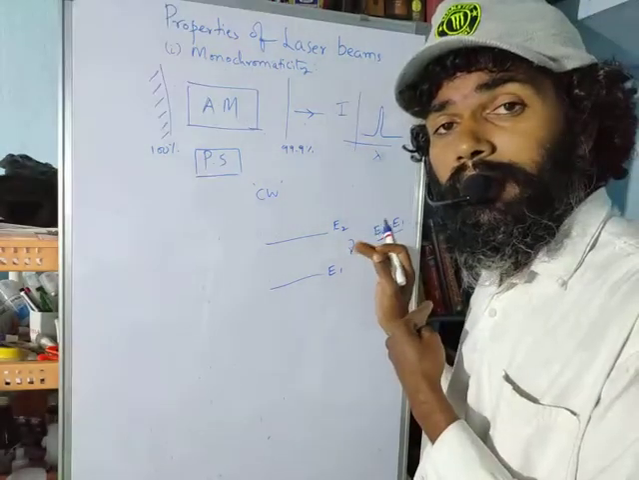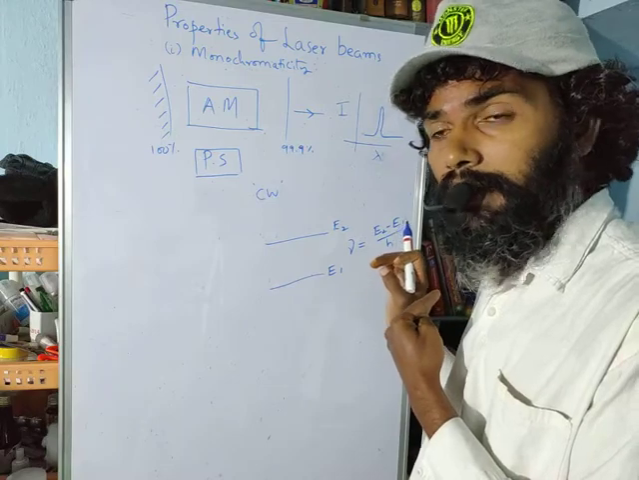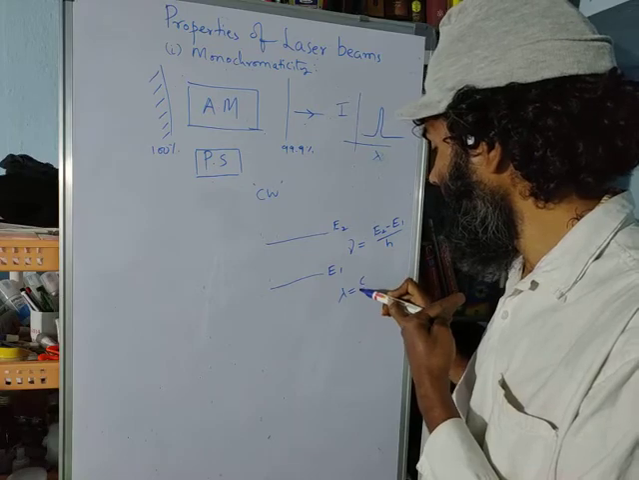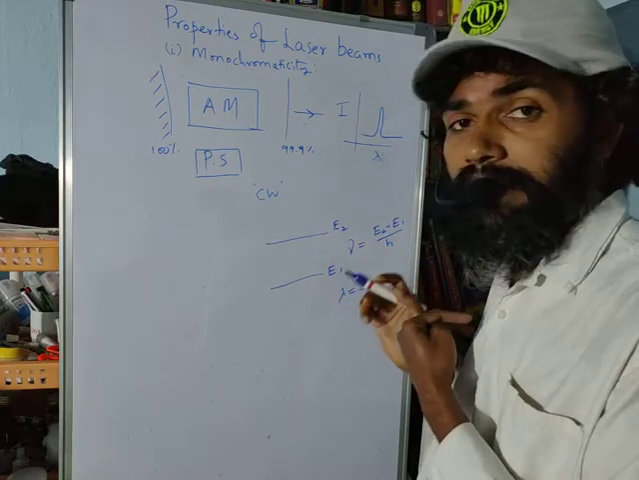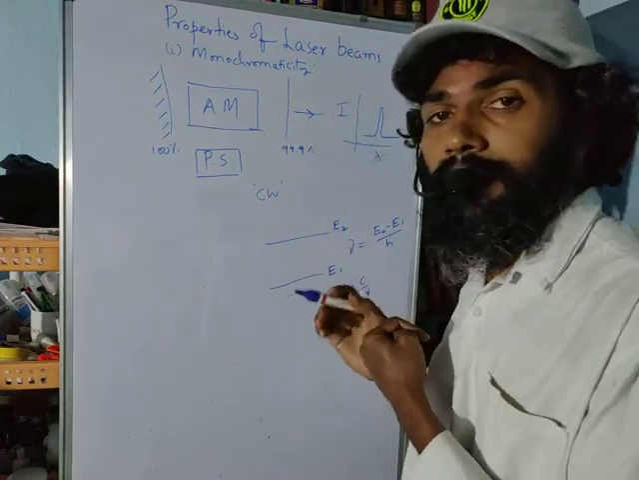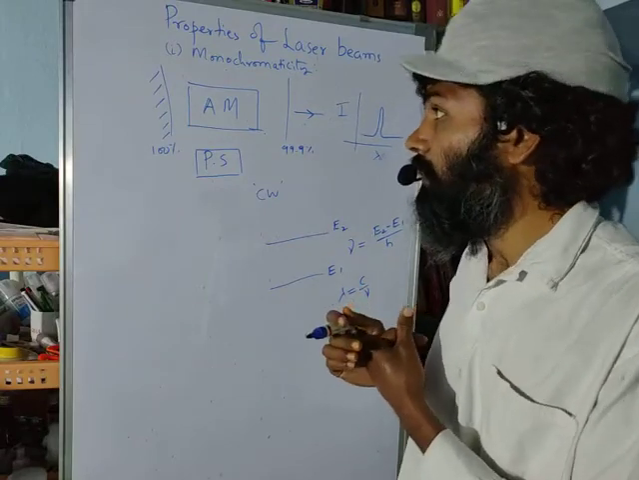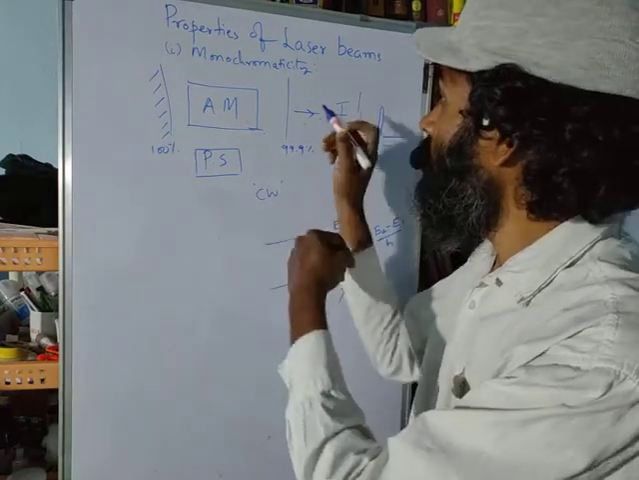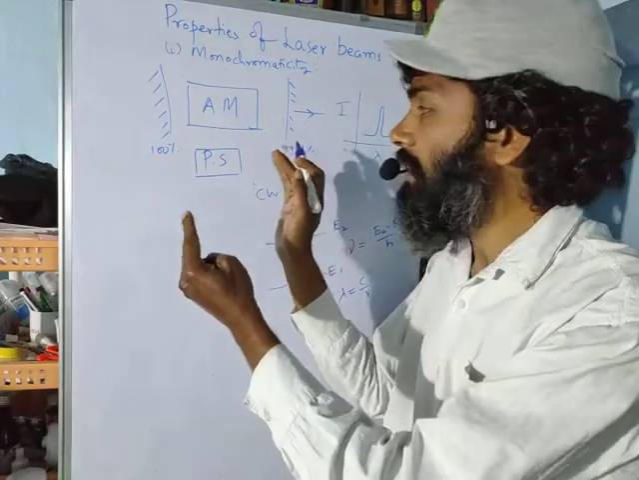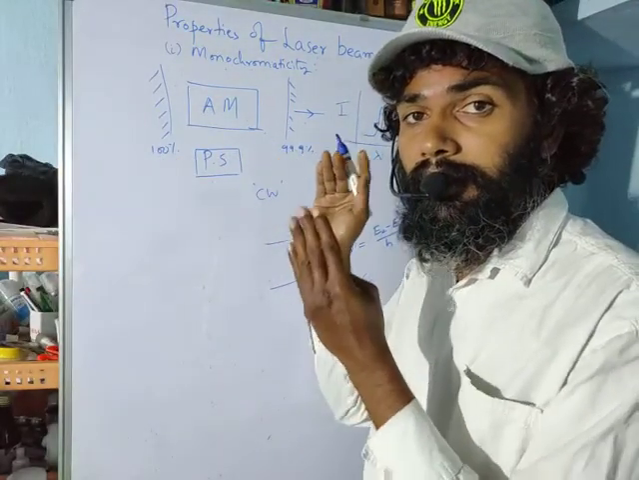When E2 and E1 are fixed, this nu is also fixed, and we know that the wavelength of light is c by nu. So when nu is fixed, even lambda is fixed. That's why we get a single lambda coming out of the laser. This is one of the reasons. The other reason is that the arrangement of the mirrors is fixed. That means the distance between the left mirror and the right mirror is a constant.